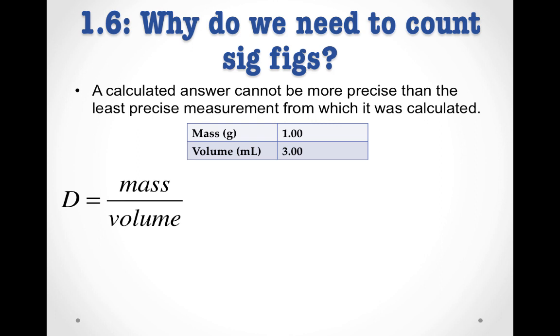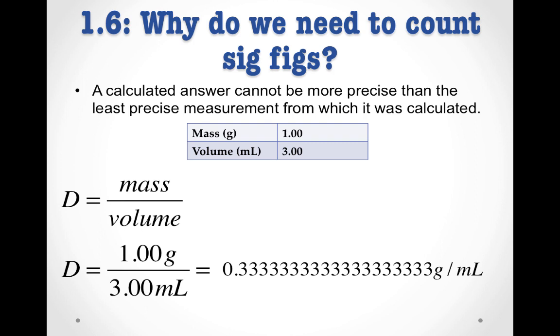If I want to calculate density from this data, which is a skill we'll be dealing with later in this unit, I can divide the mass by the volume. As you should know, this comes out to be 0.3 repeating. In other words, there are infinite 3's after that decimal point. Clearly, there's no way that we measured the density of this object to infinite precision. Therefore, if we reported the density as 0.3 repeating, we'd be saying our density value is much more precise than what we actually measured. Therefore, we need to be able to properly round calculated answers. The first step in doing so is learning how to count significant figures.